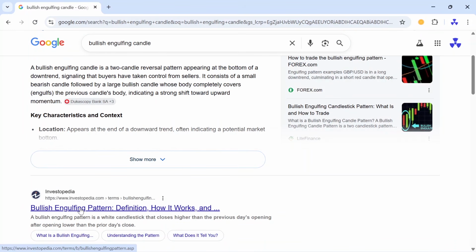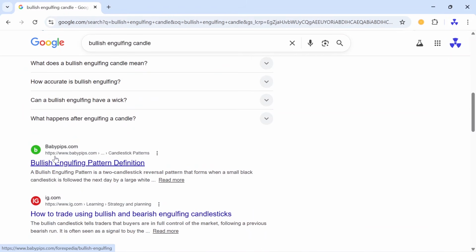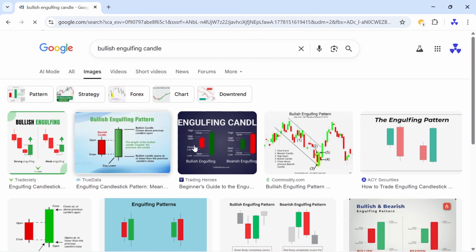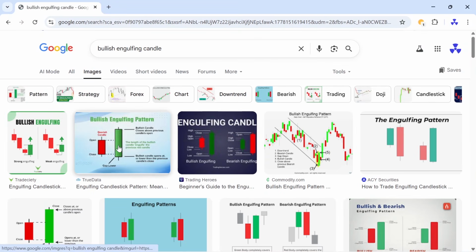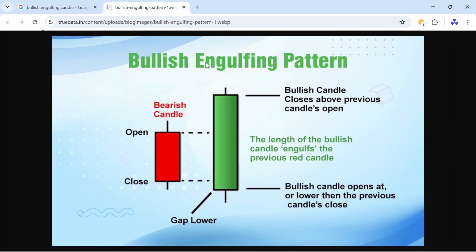I think Investopedia is trustworthy, and also you can read the one from Babypips. I recognize those guys, so I'm very sure they will give you something meaningful. So let's just choose this. I would like to open it in a new tab so that you'll be able to see properly.